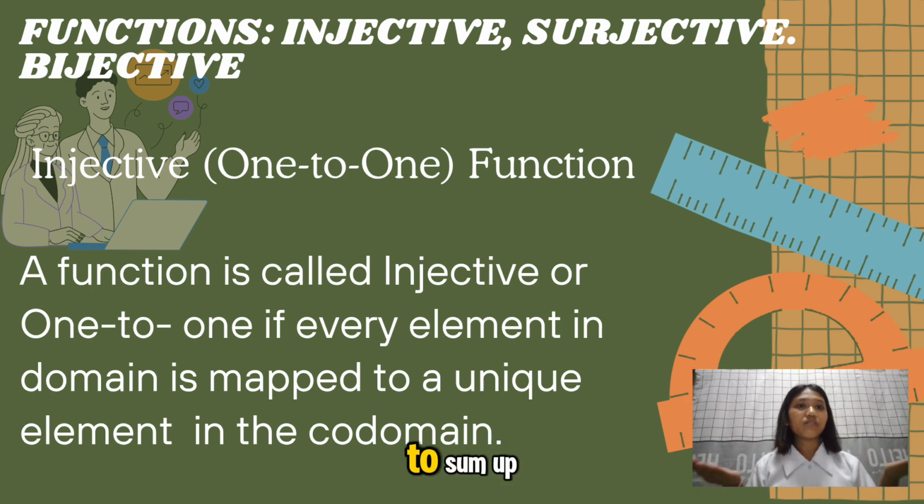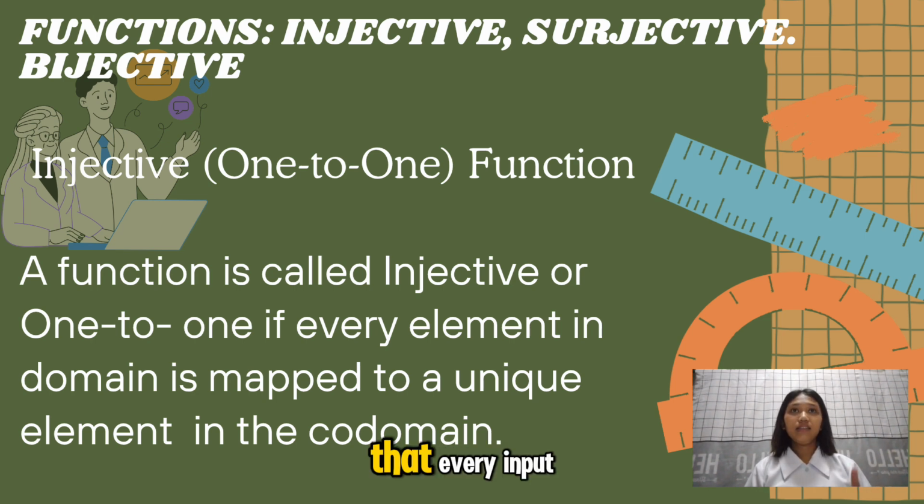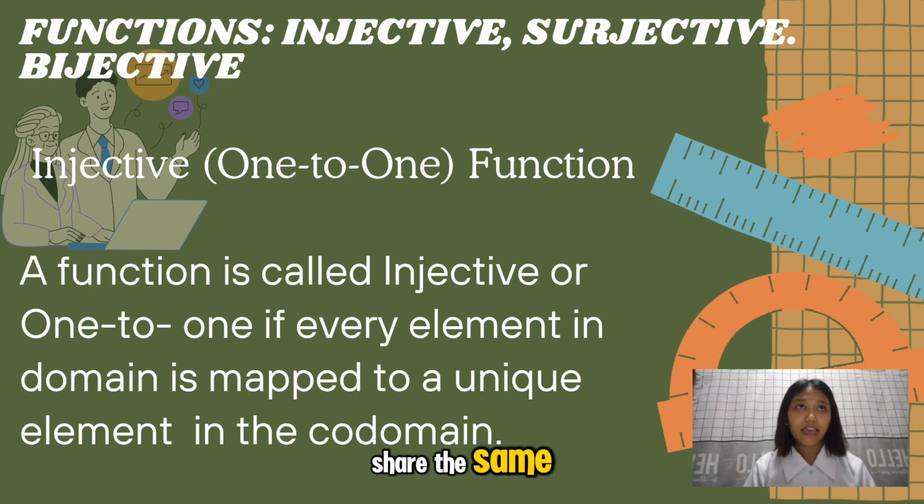To sum up, an injective or one-to-one function means that every input has a unique output and no two inputs share the same result. You can test this by checking if f(a) equals f(b) implies that a equals b. If that's true, then the function is injective.